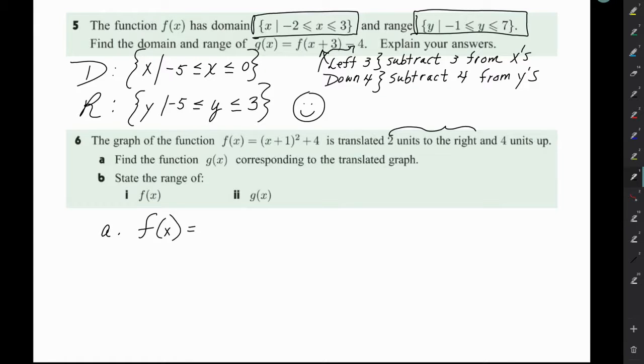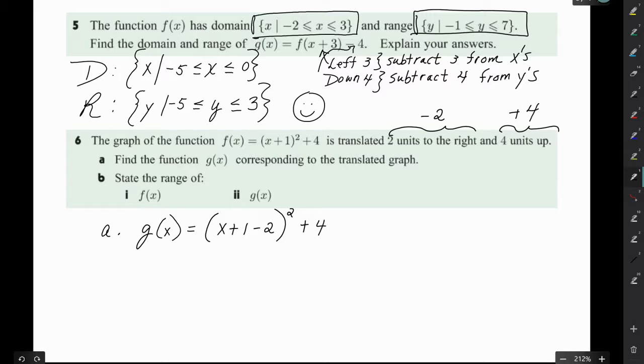But inside the parentheses, that is going to mean we're going to do -2, right? Because inside is going to be the opposite. We're going to do x plus 1 minus 2. Then we still have our +4, and that 4 units up means that we're going to add 4 to y. So we already had a 4 out here. We have to add another 4. And then when we clean that up, we get g of x is equal to (x minus 1) squared plus 8.